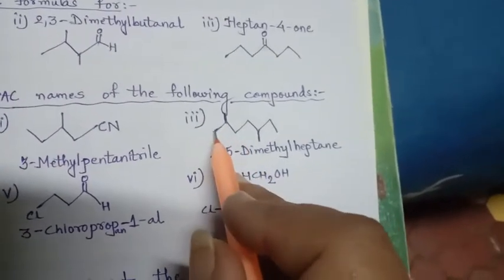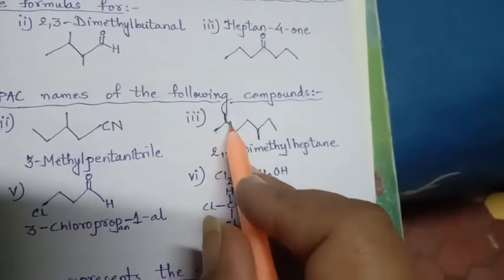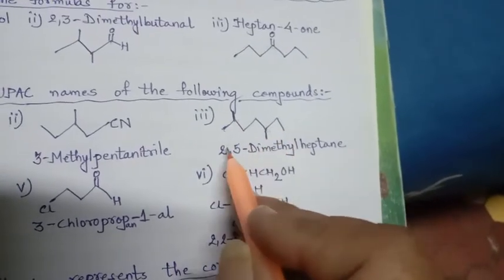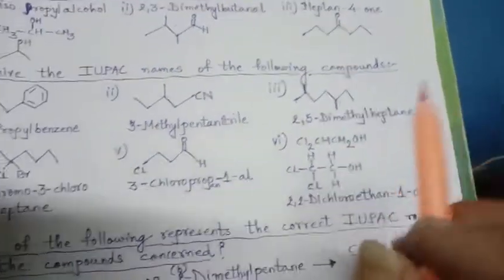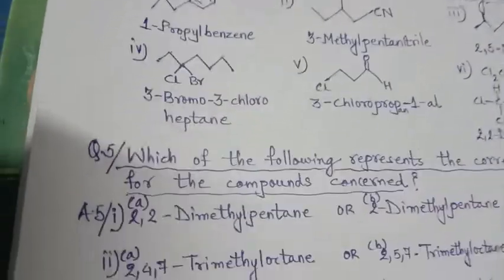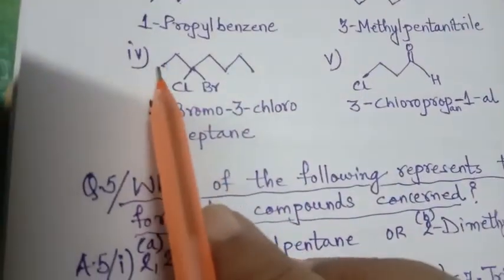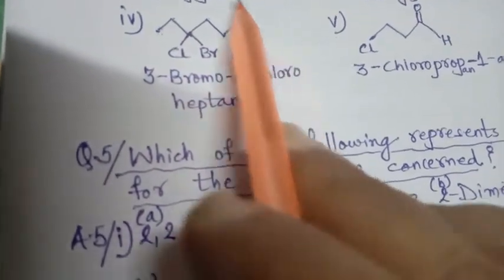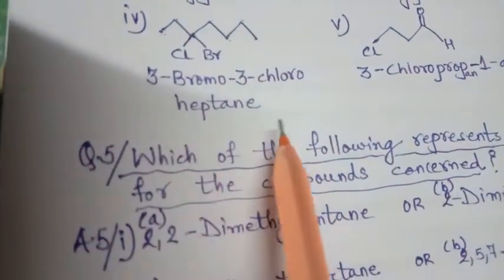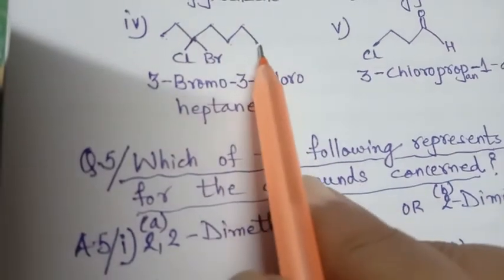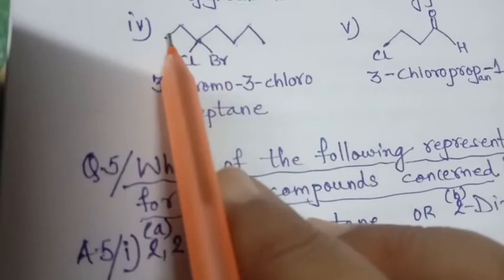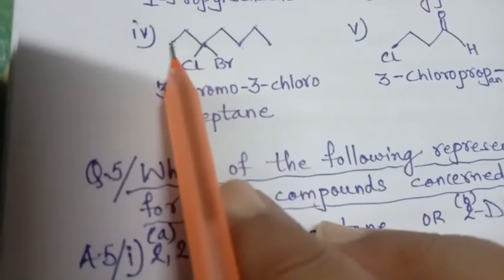So our carbon is given numbers from here. So 2, 3, 4, 5. 2 and 5, both methyl groups. So 2,5-dimethyl heptane. Clear? Right? Here also you see how many carbon? 1, 2, 3, 4, 5, 6, 7. 7 carbon are here. So the heptane series is there. Now from here if I consider the attachment, then 1, 2, 3, 4, 5. And from here it is 1, 2, 3. So definitely we will go from here.